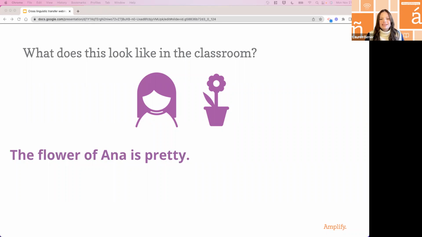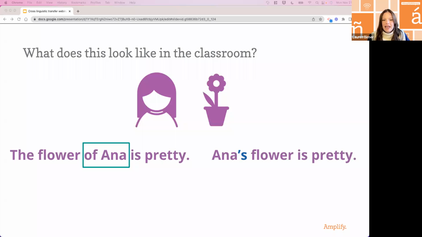And so again, this is a sentence to be celebrated. I hesitate to even use the word error, right? It's an approximation. And so this is a comprehensible sentence in English that just needs a minor adjustment. And so we can use this type of sentence as an opportunity to provide explicit instruction on possessives.